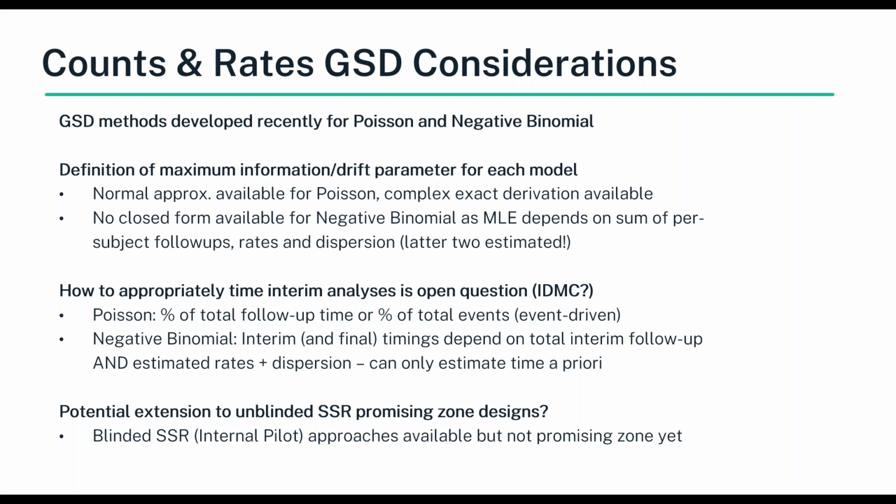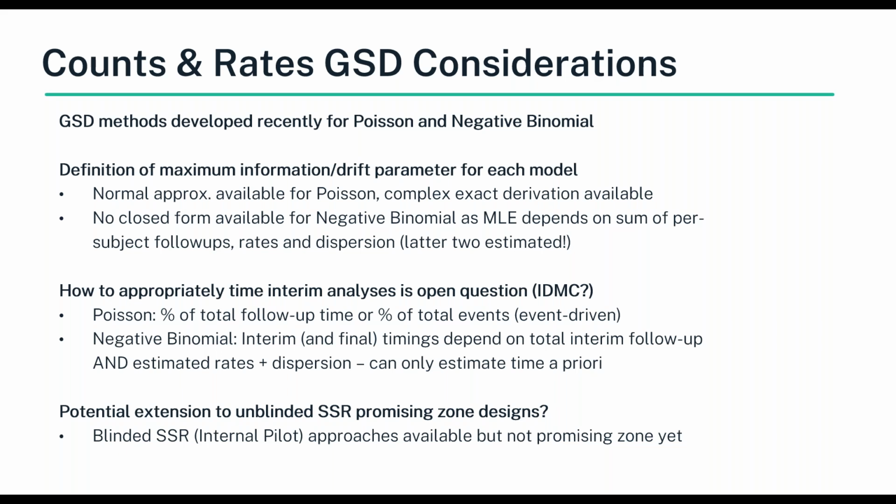So this leads into the issue of how does one properly time the interim analyses. For the Poisson case, it's not too difficult to do, assuming that you have no overdispersion, since essentially you just continue until 500 years of follow-up time or total follow-up time has been accrued, for example, or if you're doing an event-driven analysis until you've observed 100 events.